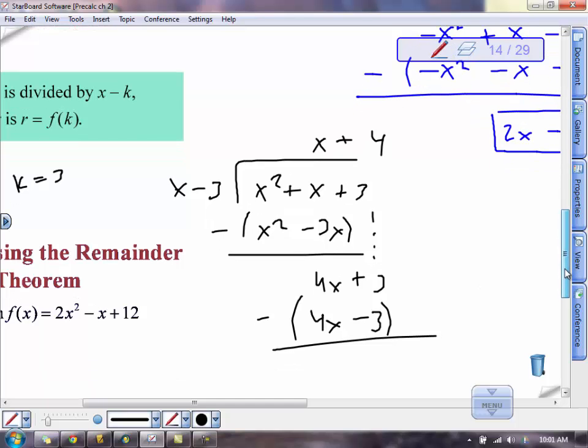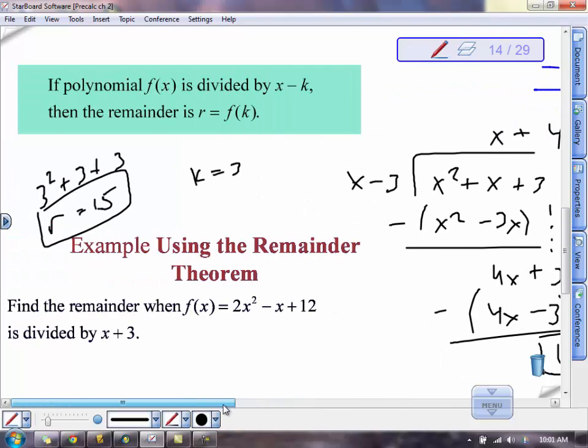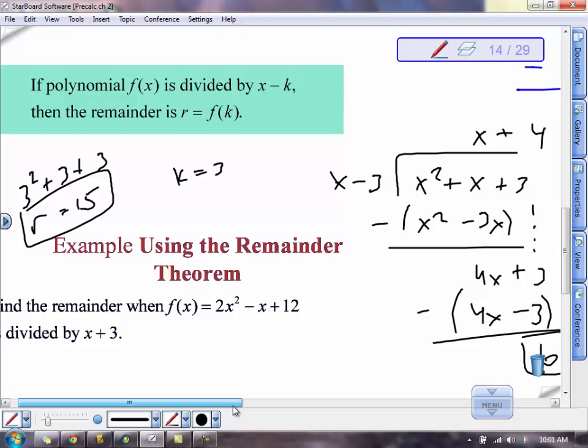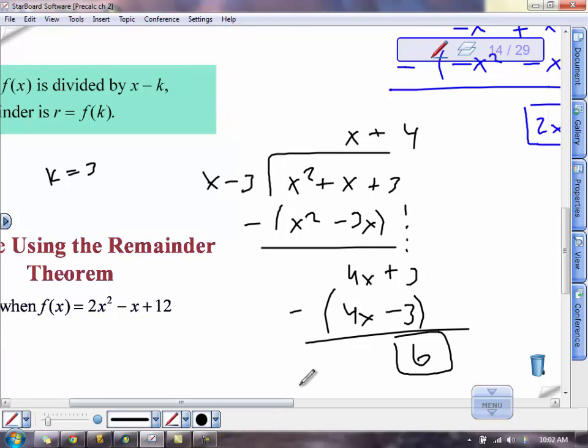And you get 6. 3 minus negative 3 gives 6. So the remainder is 6, not 15. Did I do something wrong? 3 squared is 9. You didn't do the 4 times 3. Oh, I'm sorry. 4 times negative 3 is negative 12. Okay. Now we get the remainder of 15, which is the same remainder.